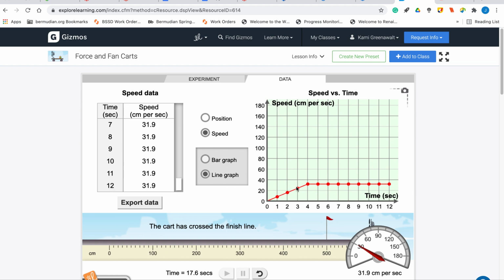Okay, so this one's pretty easy to see. The fan was shut off somewhere around here, around 4. And then the speed stayed exactly the same after the fan was shut off. And now that you know that, it might be easier to answer questions 3 and 4.